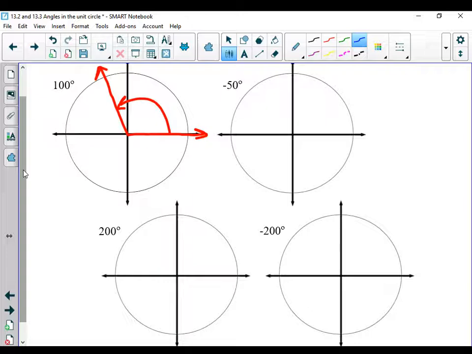Negative 50 degrees, if I start with my initial side. And if I know this is 90, I know halfway through is about 45, so then I'm just going to go a little bit past that, and I'm going to show I went backwards.